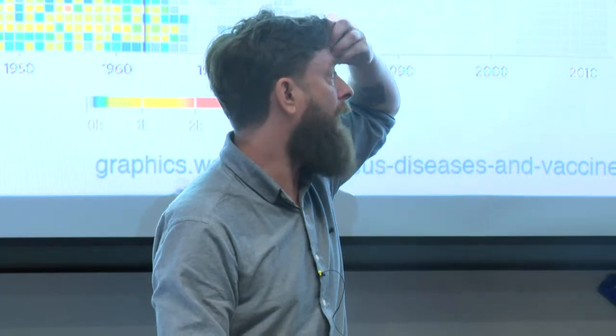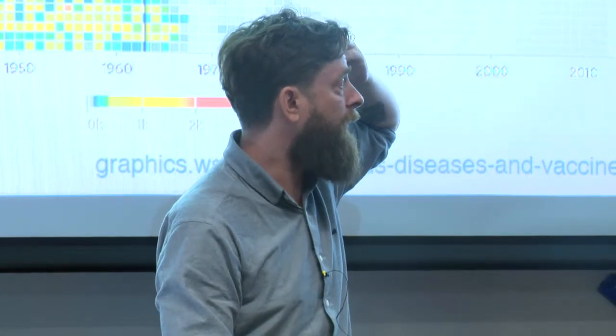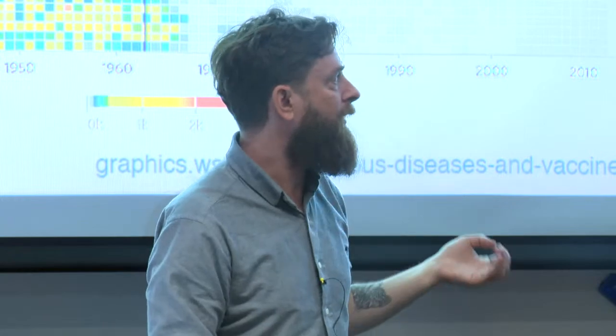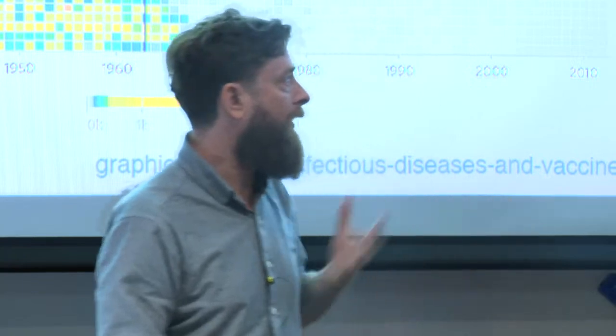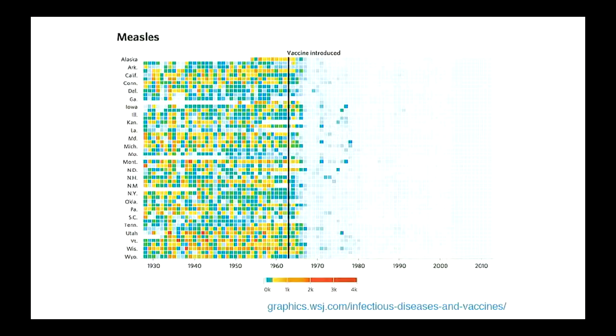So this, for example, is a really strong visualization in terms of what it's trying to say. I think there are things that could be improved in its visual presentation, but it's really great. Every row here represents a state in the United States of America. Every column represents a year going back to the late 1920s. And it's showing the moment where the measles MMR vaccines were introduced.